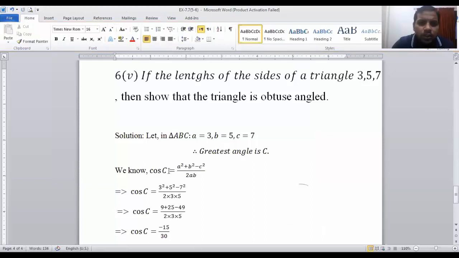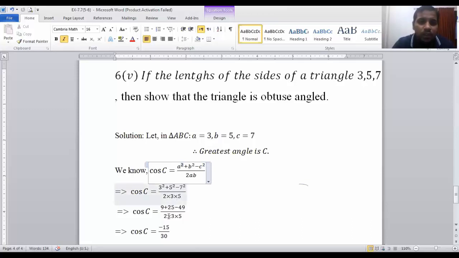So cos C is equal to a square plus b square minus c square divided by 2ab. We know it from the cos rule. And cos C is equal to 3 square plus 5 square. We know the value of a is 3, we let it before starting the solution, b equal to 5. We just put the values: a is equal to 3, b equal to 5, and c equal to 7.